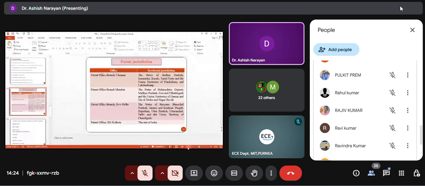Then the patent, ये पेटेंट कुछ ऑफिसेज हैं जहां पर हम लोग पेटेंट को फाइल कर सकते हैं. जैसे एक पेटेंट का ब्रांच है चेन्नई में. चेन्नई में मेन ऑफिस है. ये कौन कौन से स्टेट को कवर करेगा? आंध्र प्रदेश, कर्नाटका, केरला, तमिलनाडु एंड यूनियन टेरिटरी ऑफ पांडिचेरी एंड लक्षद्वीप.